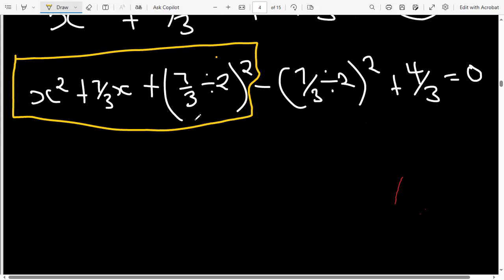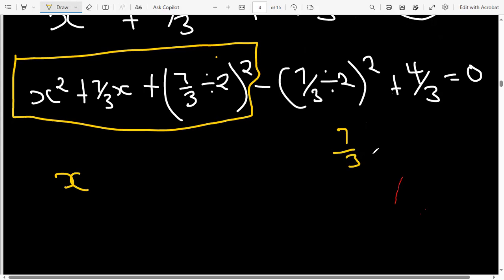Okay, so how do you write a perfect square? You just get the x from this x squared, you write it, and then you get whatever is inside here. So what is inside there is the 7 over 3 divided by 2. So what is 7 over 3 divided by 2? It's the same as this guy.